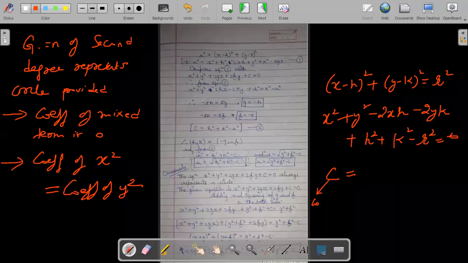h square plus k square minus k square minus r square. Right? So let me say the constant term is c. So c is equal to h square plus k square minus r square.